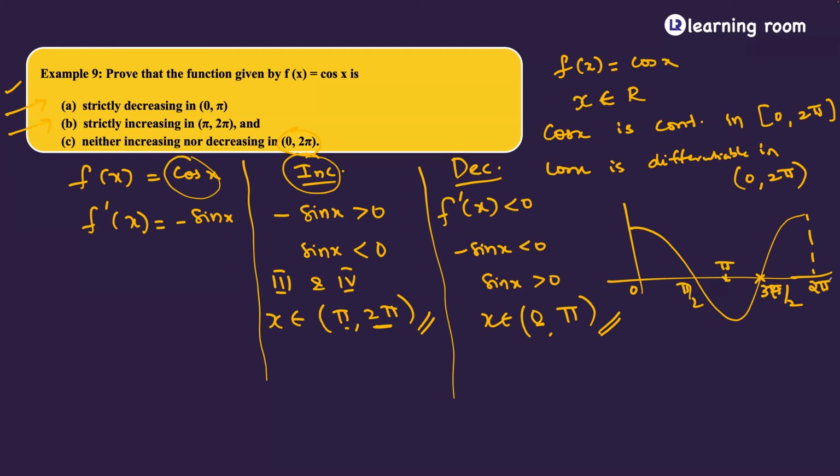So between 0 to pi, if you observe, the function is decreasing, and from pi to 2 pi, it is increasing. That's what the meaning is. Okay, make a note of it.